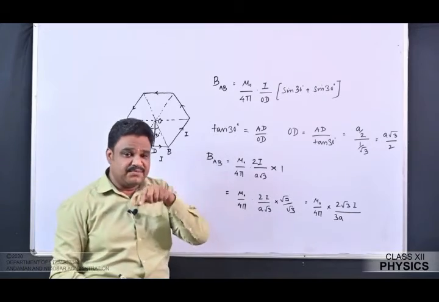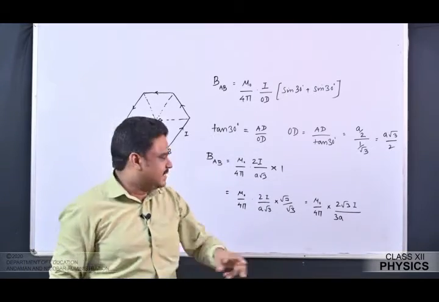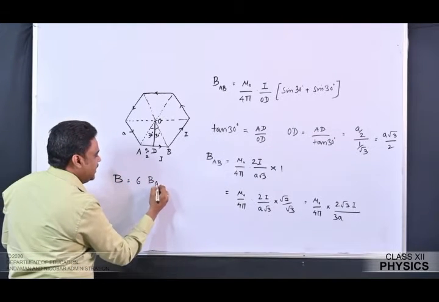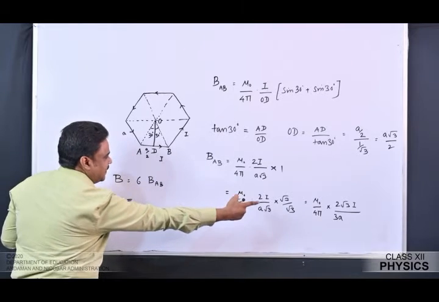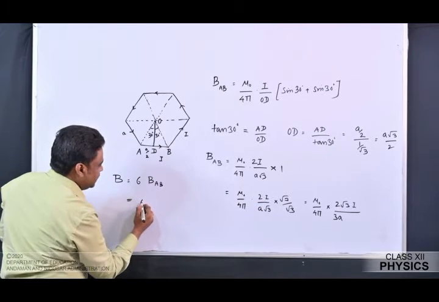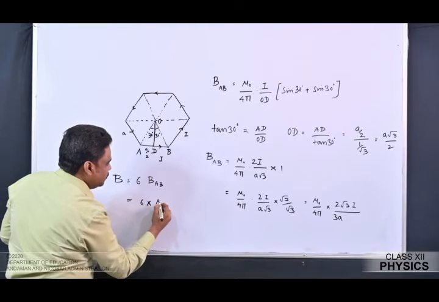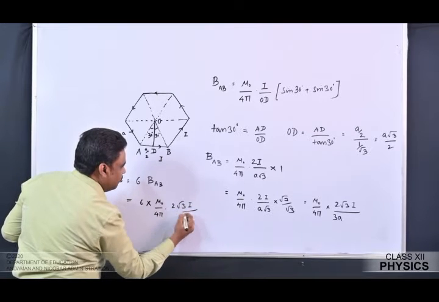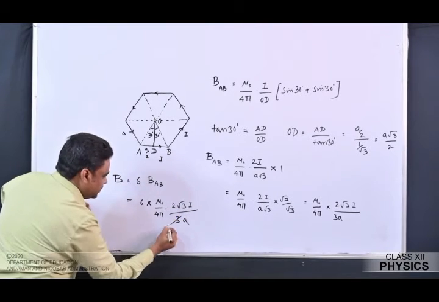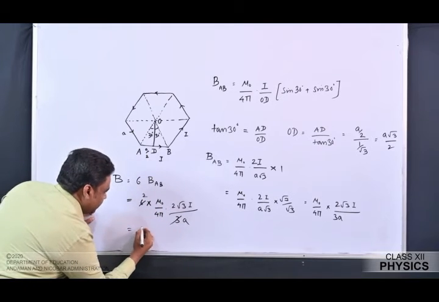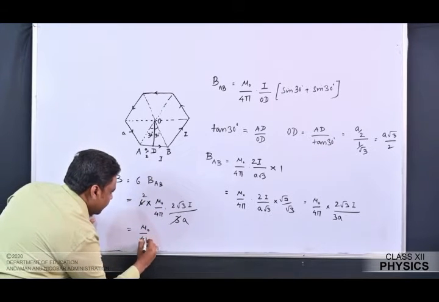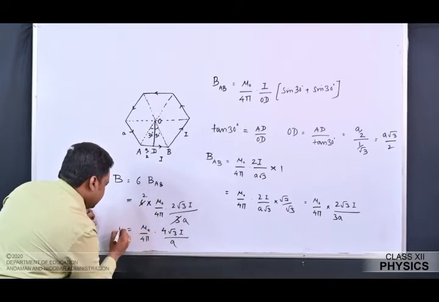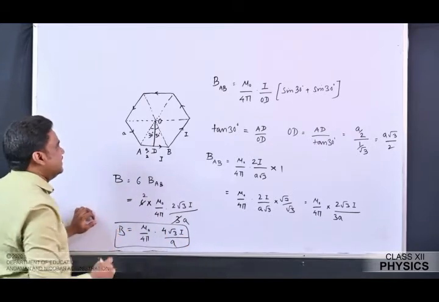You know there are 6 sides of the hexagon, so the total magnetic field B will be 6 times B_AB. So we just multiply this by 6. You are able to see 6 into mu naught by 4 pi, 2 root 3 I by 3A; 3 and 2 combine. So what is the final formula? It is mu naught by 4 pi, 4 root 3 I by A. This is the magnetic field at the center of a hexagon.